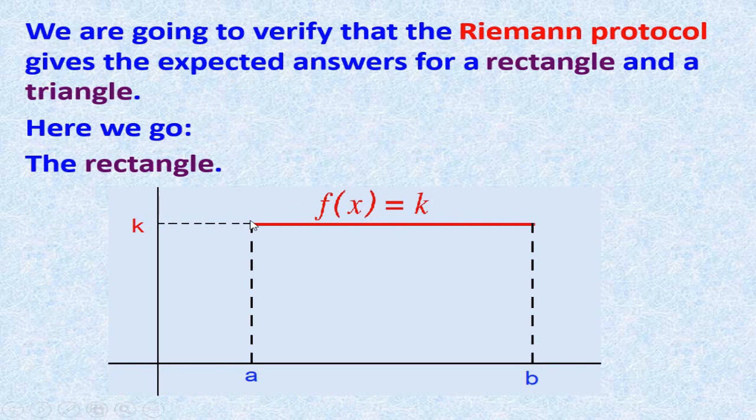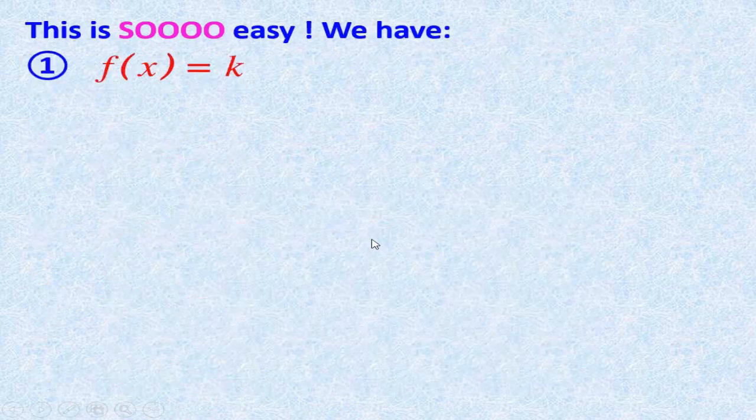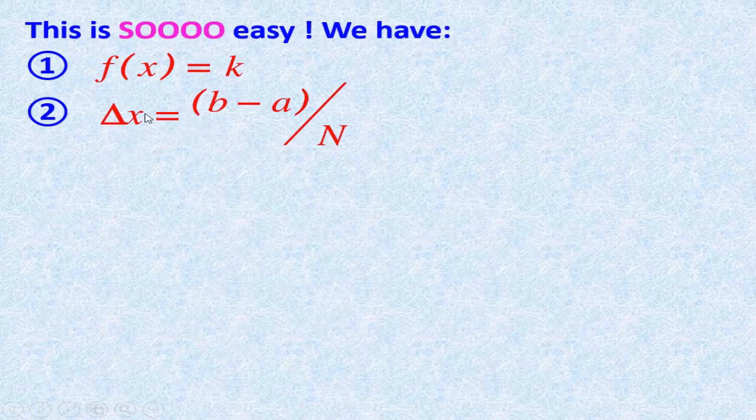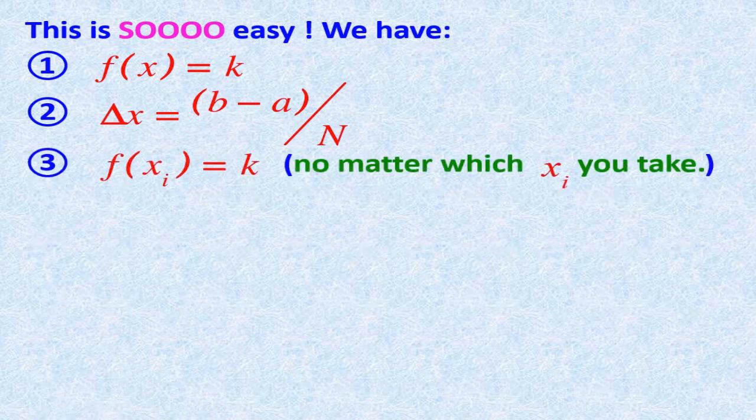So, let's look at f of x. Our f of x is K, since its highest value there is K. So, f of x is K, this one. Then, step number 2, the change in x. Our change in x is the length of the rectangle, divided into n pieces: b minus a over n. It depends on what n we choose. If we divide it into 3, then that is b minus a over 3. f of x sub i equals K no matter which x sub i you take. So, wherever we are, we have f of x sub i.